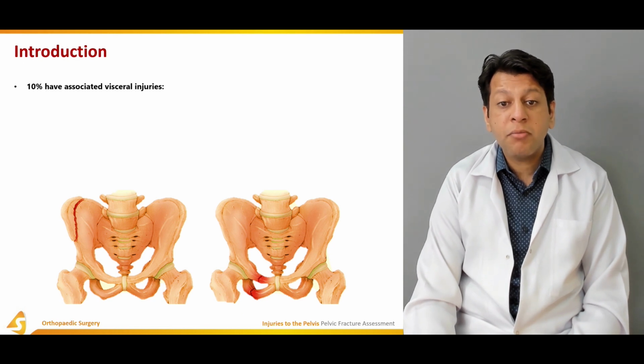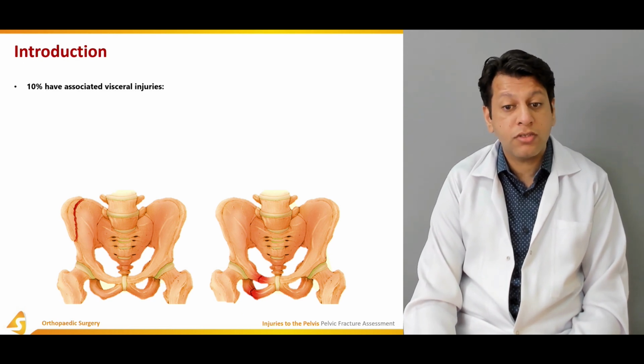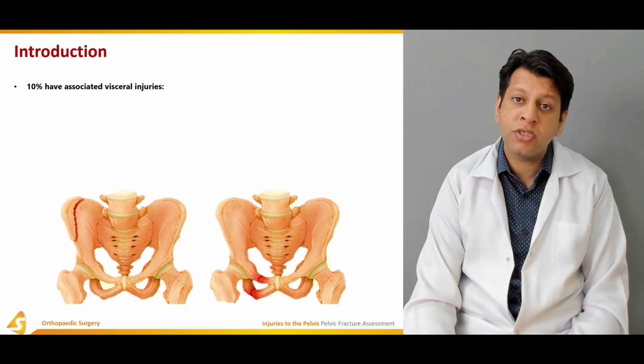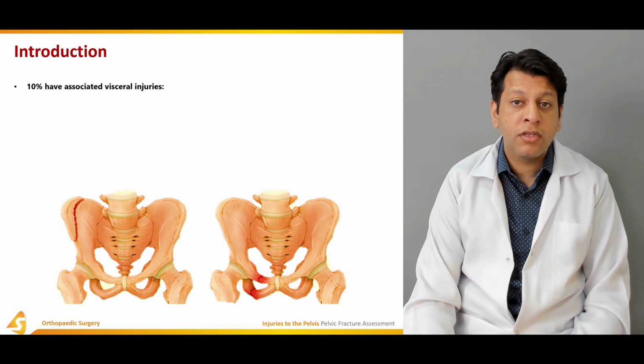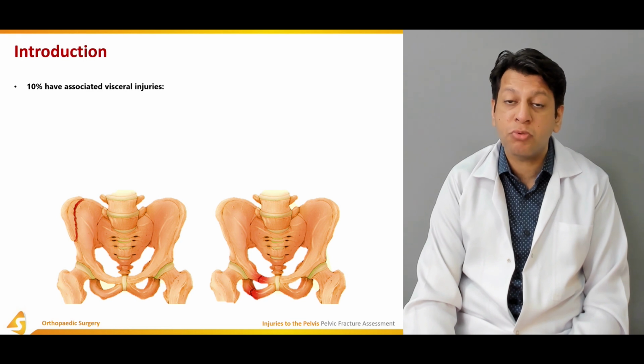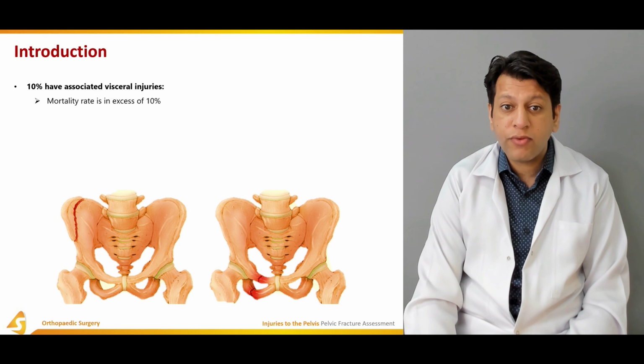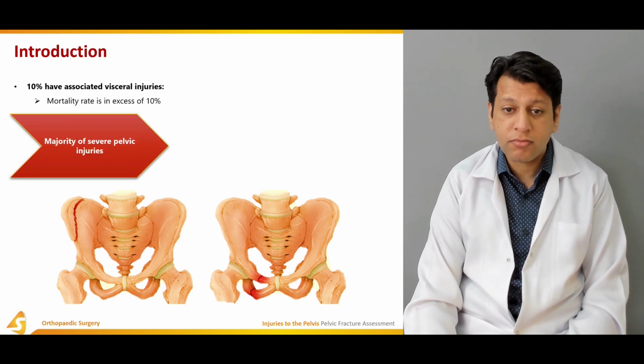Now, 10% have associated visceral injuries. As you know, in the pelvis, there are multiple other viscera which may be present as well. There is the colon, there are urogenital structures such as the bladder, there is the urethra as well, and then there is the urogenital membrane, which may contain a lot of muscles as well. If there is an associated visceral injury, mortality may rise up to 10% of the patients.